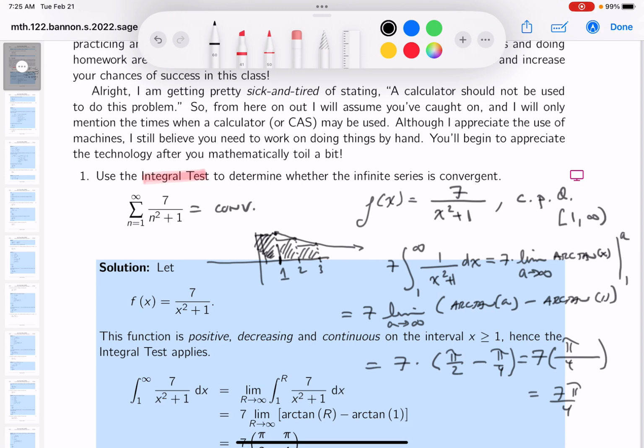What am I showing here? You've got areas, at least from 1 forward, that are all below that curve, all right? And that's it. End of story. Thank you.